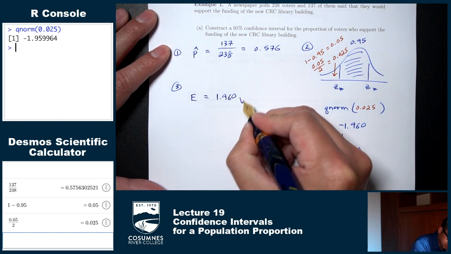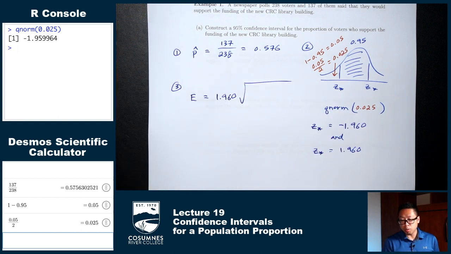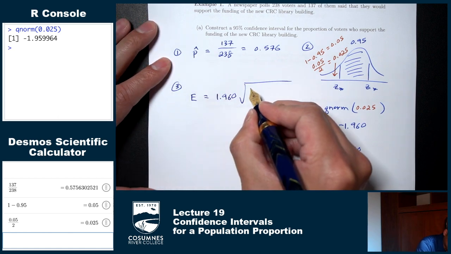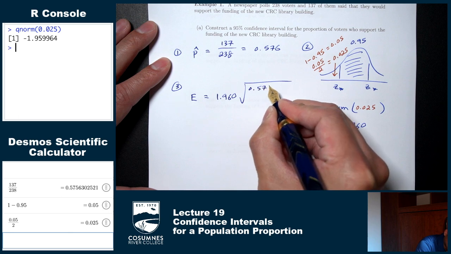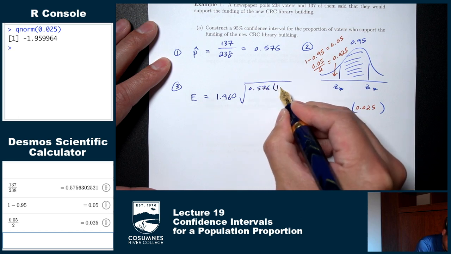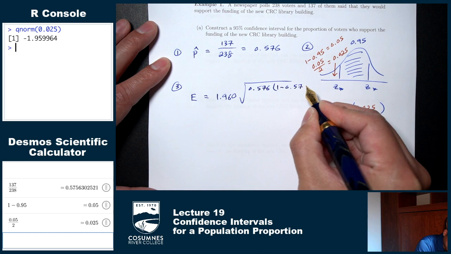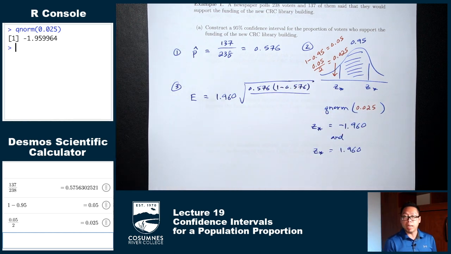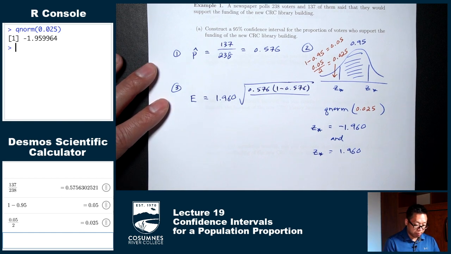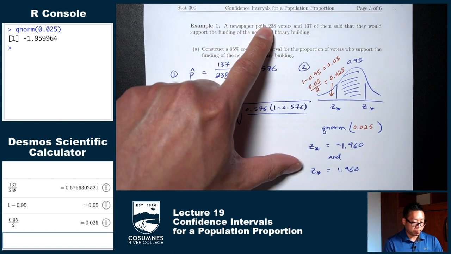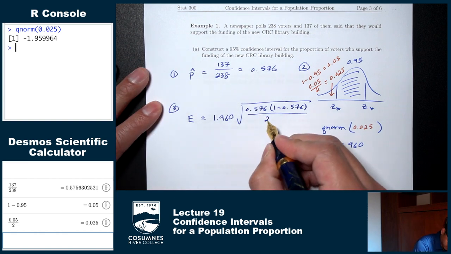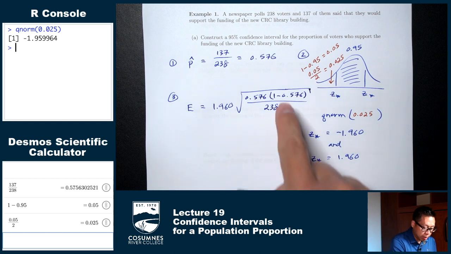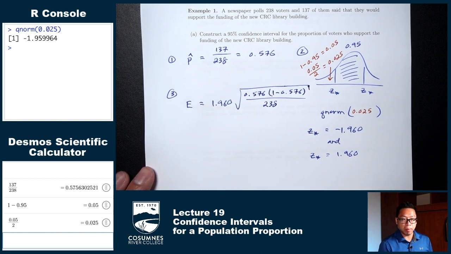Big square root. Inside the square root, p hat, which is our answer from step one. P hat will be 0.576. 1 minus p hat, so 1 minus 0.576. Over n, n is our sample size, so how many people did we ask total? 238. Make sure when you write this out that the entire fraction is inside the square root.